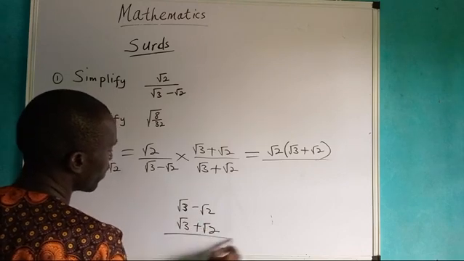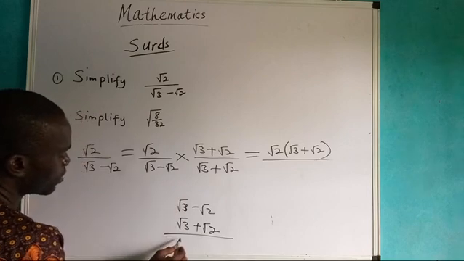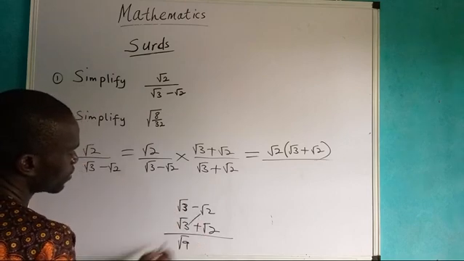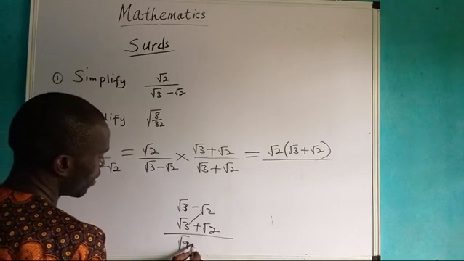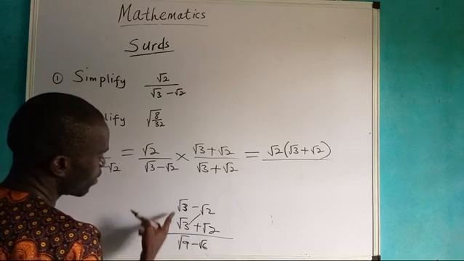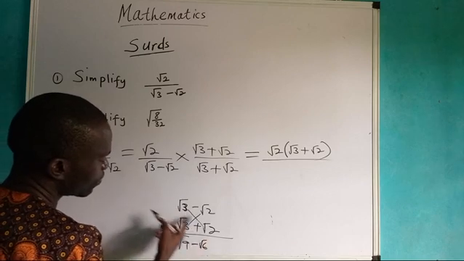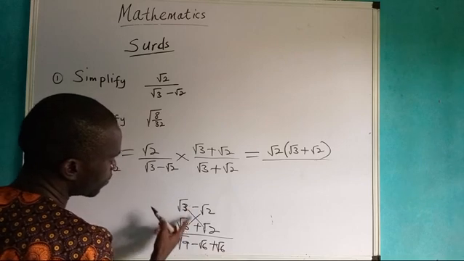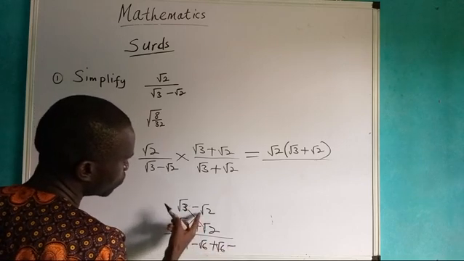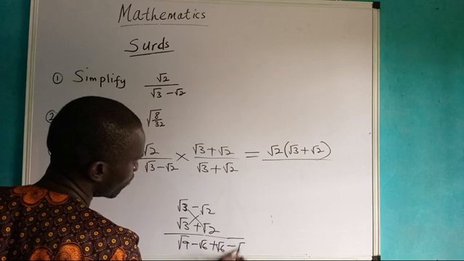Now, what do we do here? We use this one: root 3 times root 3 is root 9. Root 3 times root 2 is going to be minus root 6. This one also, times this one, is going to be plus root 6. Now minus times plus is minus. Root 2 times root 2, we are going to have root 4.